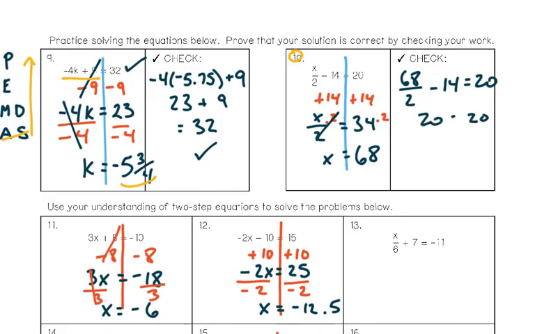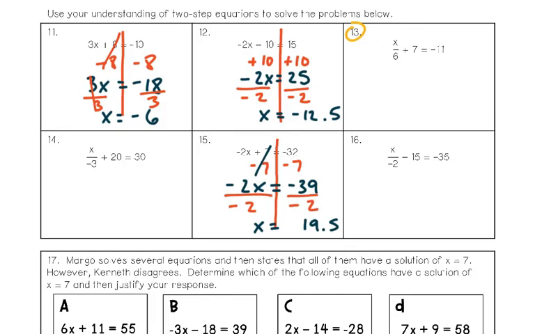Since 20 equals 20, I know I did my math correctly. 13 looks very similar to that one, so we're going to walk through this one together. The very first step that I do is draw my line down the equals. Then I want to get rid of any addition or subtraction first. Since I want to get rid of that plus 7, I'm going to go ahead and minus 7.